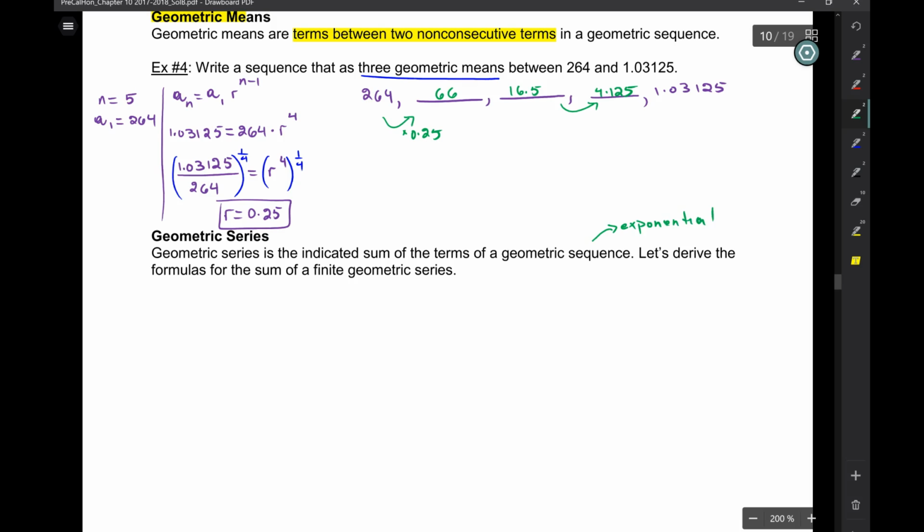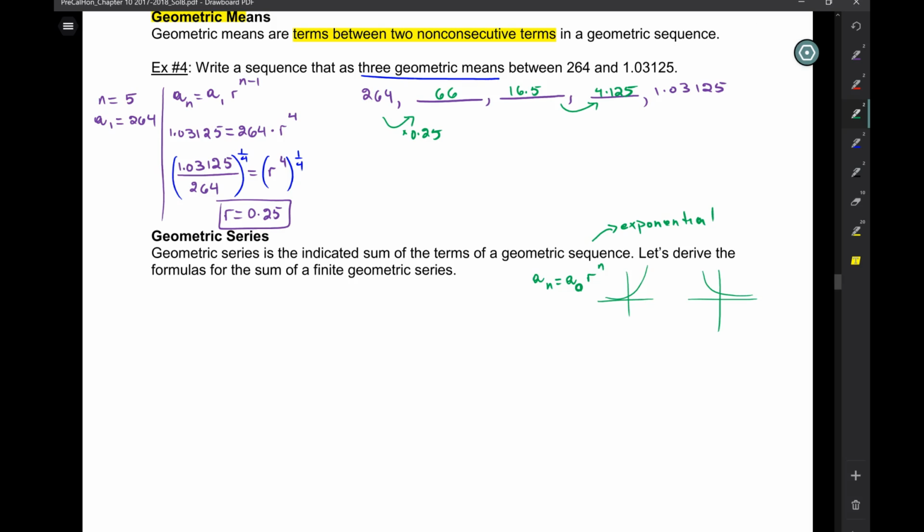Meaning if I have a_n equal to a_1 times r to the power of n, what does an exponential graph look like? Some of you are telling me that it looks like this, or if it's decay, it looks like that.